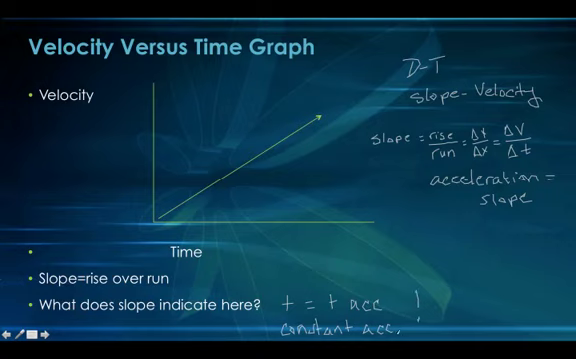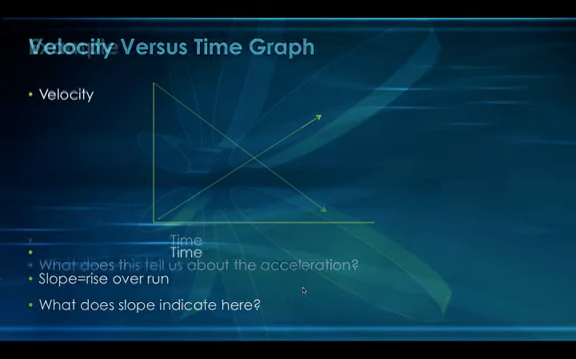If the velocity is increasing at a constant rate, so if we have a constant acceleration, the velocity is increasing, or it could be decreasing, but the acceleration is constant. It stays the same throughout the movement. All right, so let's look at another example.